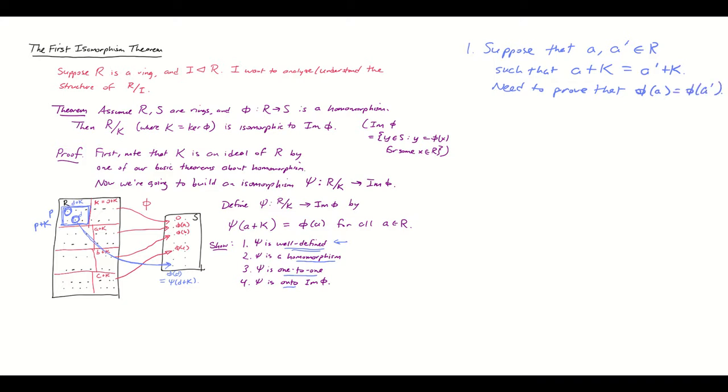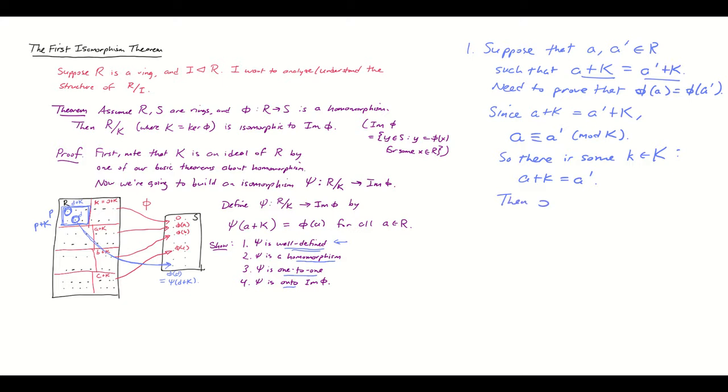Because once we've done that, then we'll know that psi of a plus K is equal to psi of a prime plus K, which means these two equal cosets end up giving us the same answer when we map them through our function. All right, so to prove this, we've assumed that a plus K is equal to a prime plus K. So that means, because of all the work that we did with congruence classes, we can say this is equivalent to saying that a is congruent to a prime modulo the ideal K. So there is some element, I'm going to call it lowercase k, belonging to the kernel, such that a plus k is equal to a prime. All right, so what does that mean?